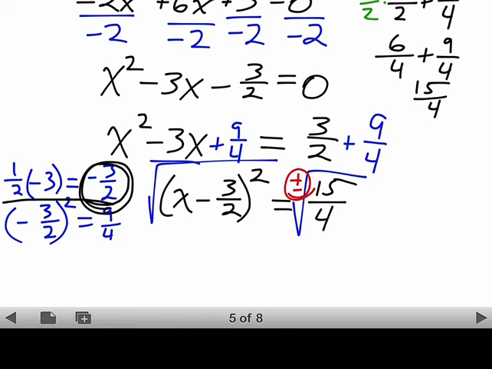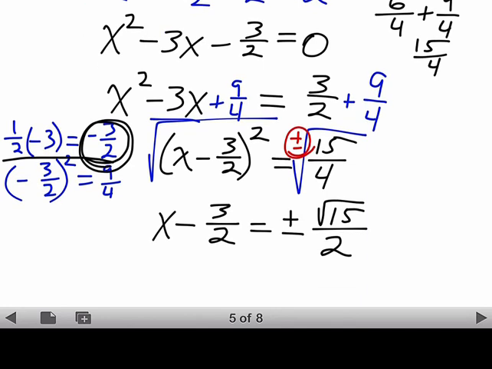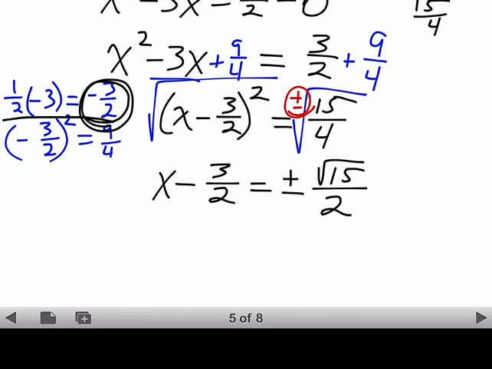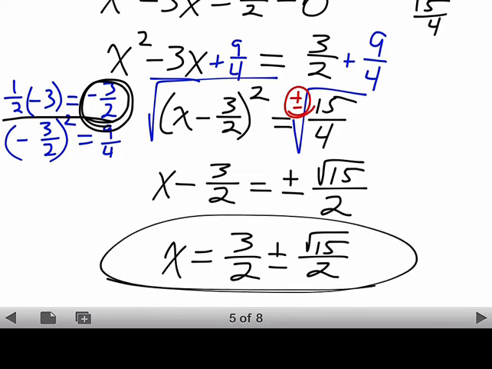Whenever we square root both sides of an equation, we need to throw in plus or minus, and so I have x minus 3/2 is equal to plus or minus the square root of 15 over 4, which we can simplify as the numerator is simply the square root of 15, but the square root of 4 for the denominator is 2. So that works out nicely there. Finally, adding 3/2 to both sides to isolate the variable gives me x equals 3/2 plus or minus the square root of 15 over 2. If you wanted to combine these into one fraction, that would be fine, but this is sufficient as far as I'm concerned.